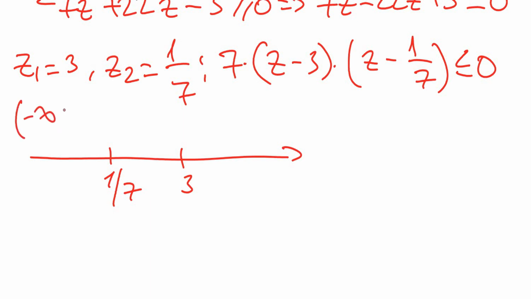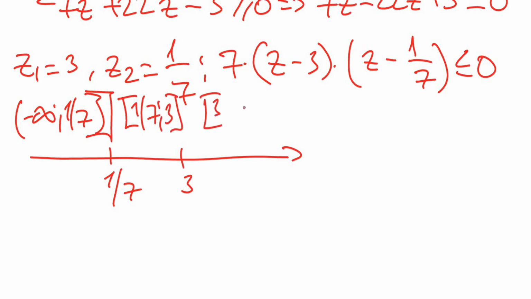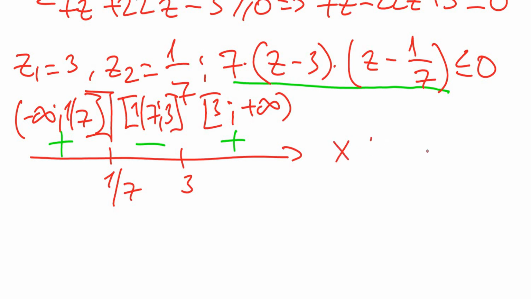So from minus infinity up to 1 over 7, and from 1 over 7 up to 3, and from 3 up to plus infinity. And let's analyze the first interval. At this interval, let me write here, this is going to be positive, so therefore this one is plus. So this is going to be minus and this one is plus. So therefore our answer is x belongs to from 1 over 7 up to 3.